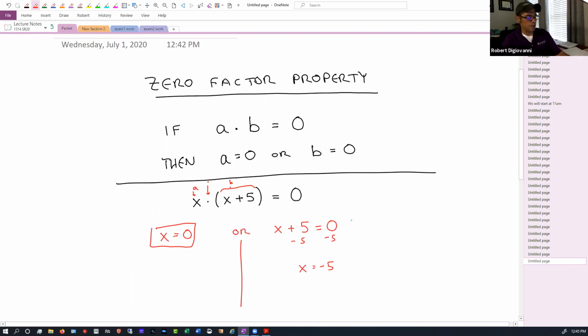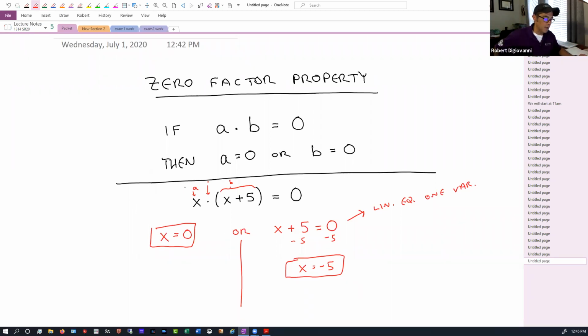That's a linear equation, one variable. We've already studied these. So we just subtract 5 on both sides and we get x is -5. So what am I saying? I'm saying that if we have an equation that we can factor, then all we have to do is set each factor equal to 0. And that's why this is called the zero factor property.